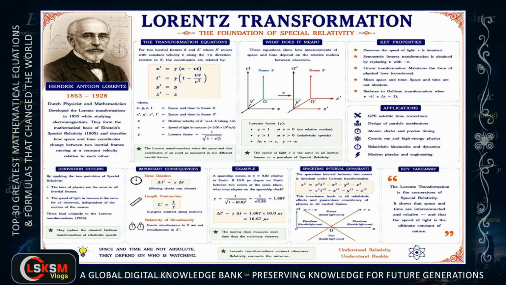Twenty-eight. Lorentz transformation. Person: Hendrik Antoon Lorentz, 1853 to 1928. The Lorentz transformation explains how space and time change for observers in relative motion. It became a key part of Einstein's theory of relativity.